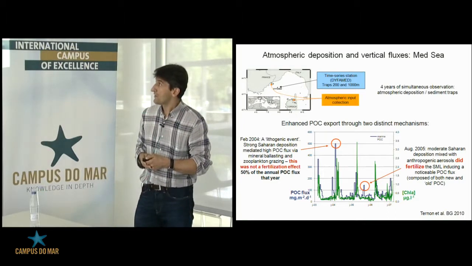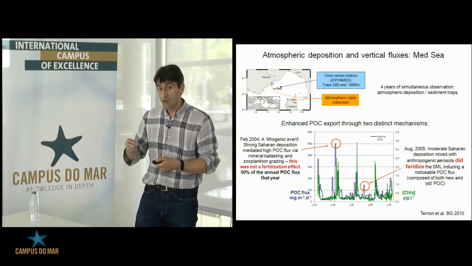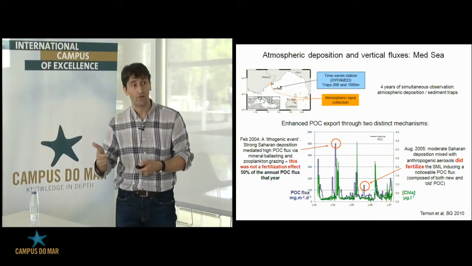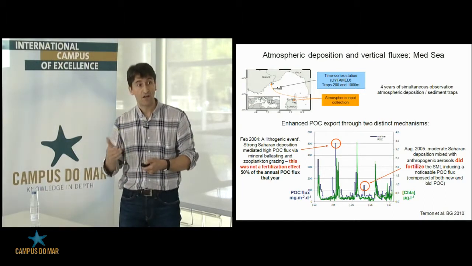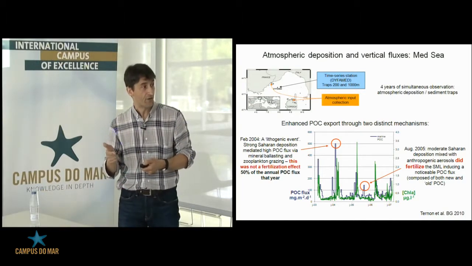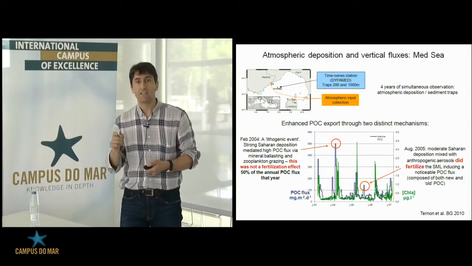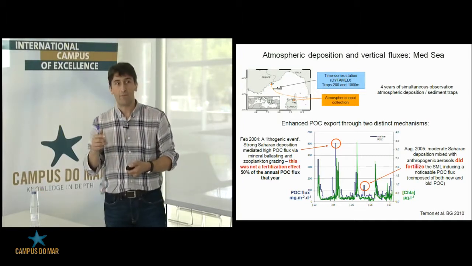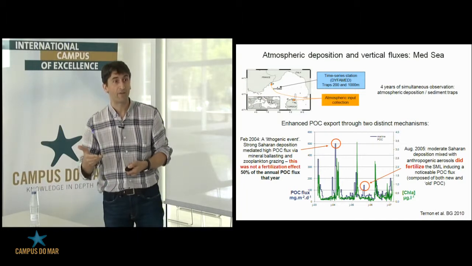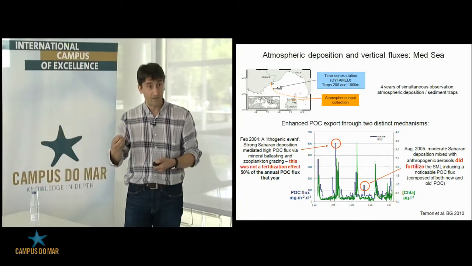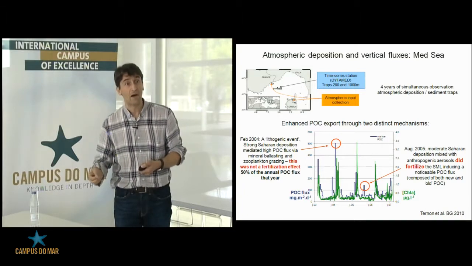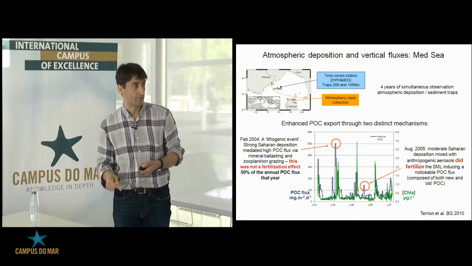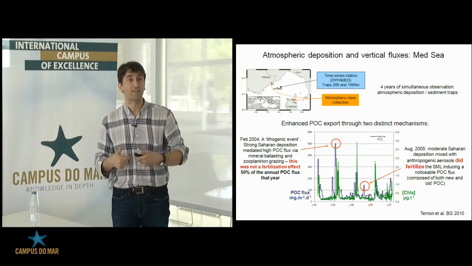So basically, when there is a strong event of dust deposition onto the surface of the ocean, vertical fluxes of material tend to increase. But interestingly, most of the time it's not that the biota is fertilized. What happens is that the mineral particles coming in actually trigger the export of organic matter that was already present in the system. So it's not necessarily a fertilization effect.